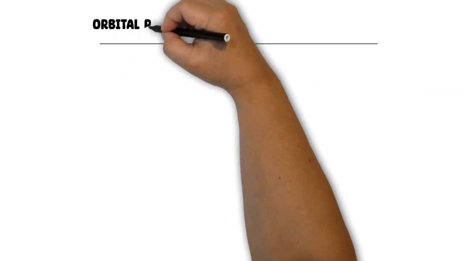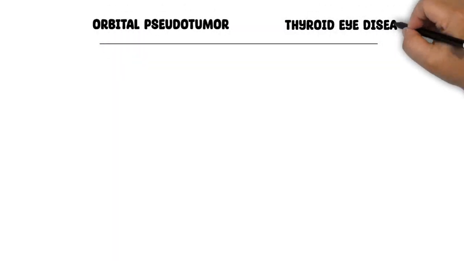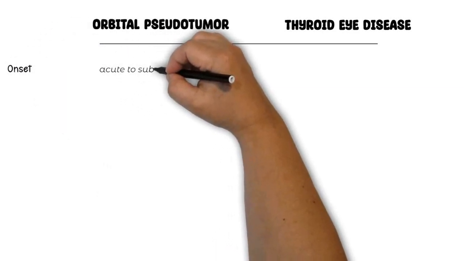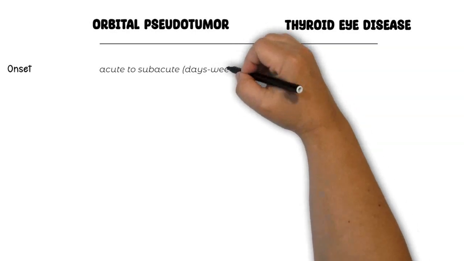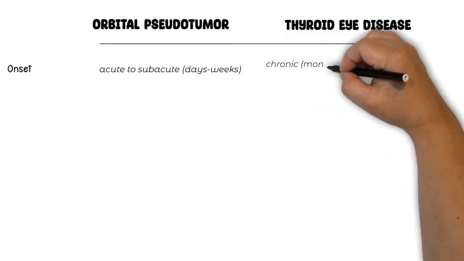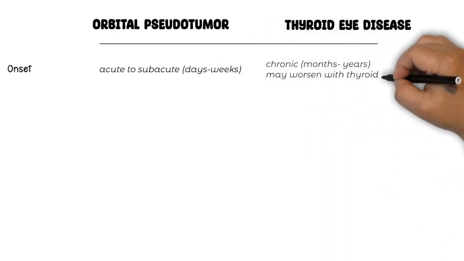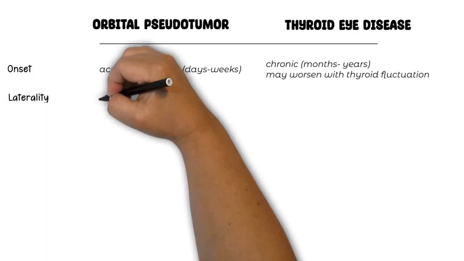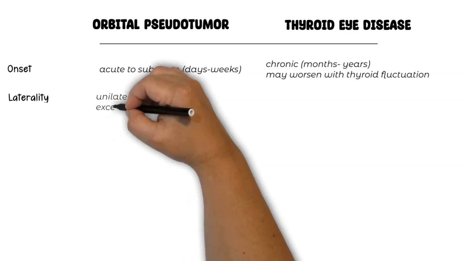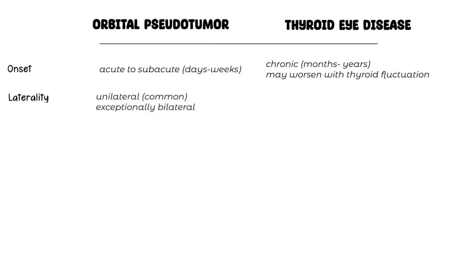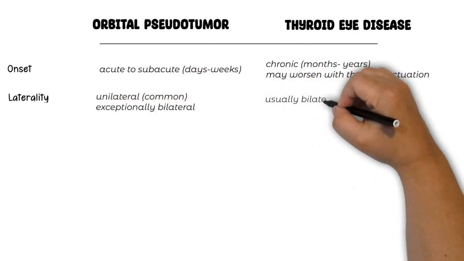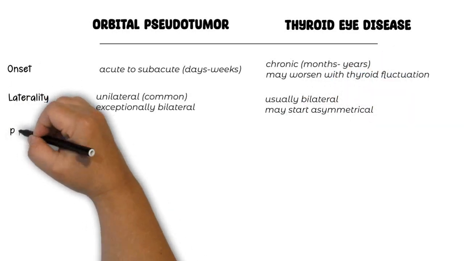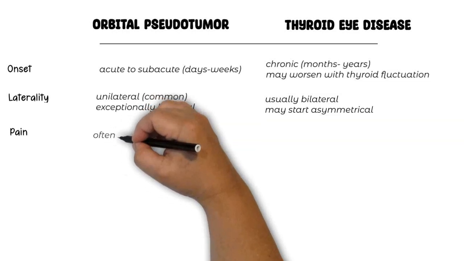Now let's talk about the important differences between the two conditions. Regarding its onset, it's usually acute in orbital pseudotumor. However, it tends to be chronic and it may worsen with thyroid fluctuation in thyroid eye disease. It is usually unilateral in orbital pseudotumor, and exceptionally it could be bilateral, while it is usually bilateral, however, it could be asymmetrical in thyroid eye disease.